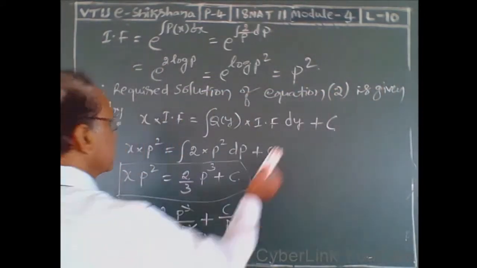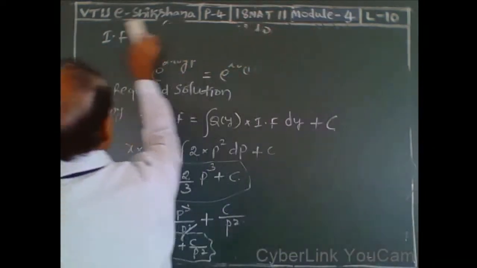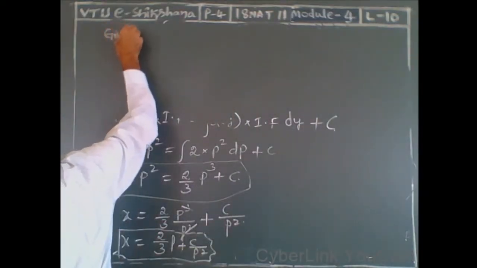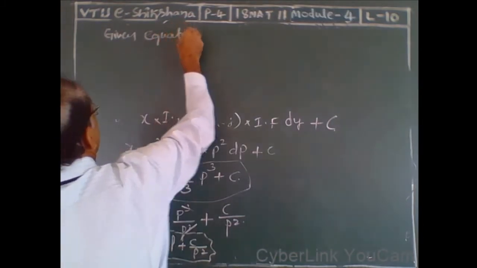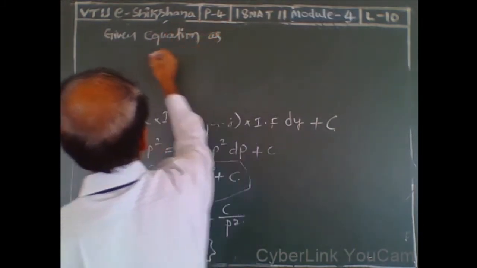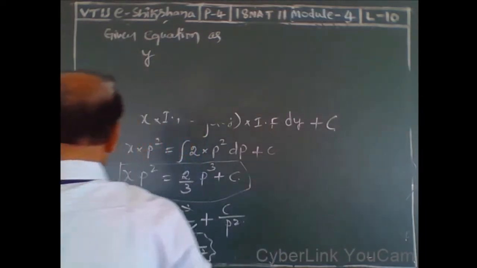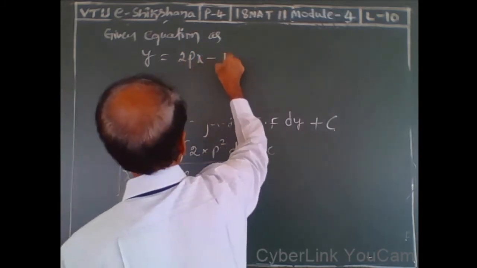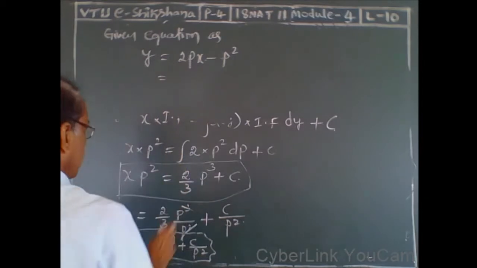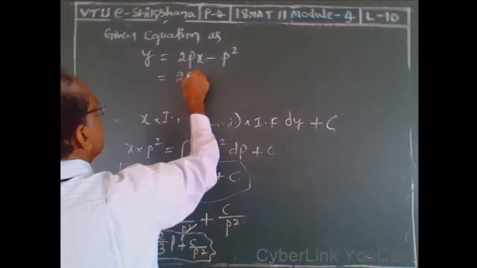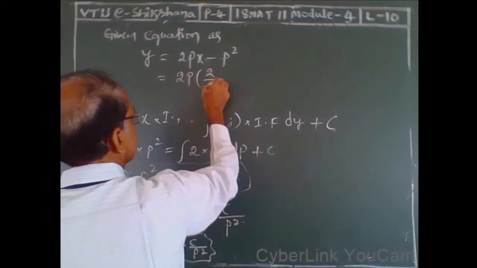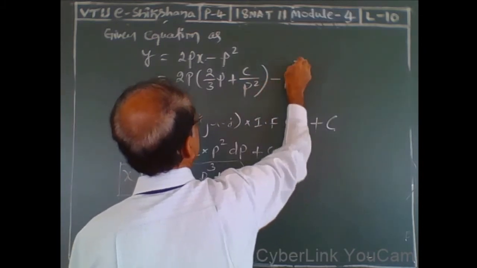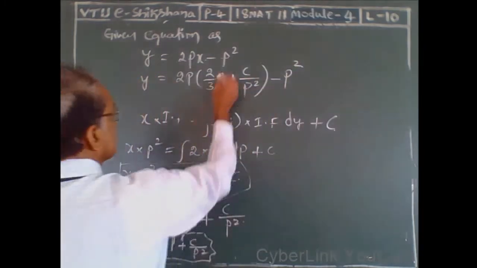And similarly, you put this value in the given problem. What is your given problem? The given equation is y is equal to 2px minus p square. So x value you substitute here: 2 into p into 2 by 3 p plus c divided by p square, and minus p square, that is y.